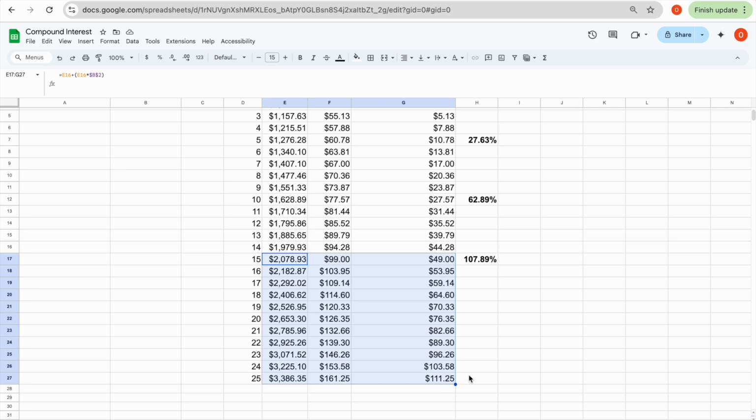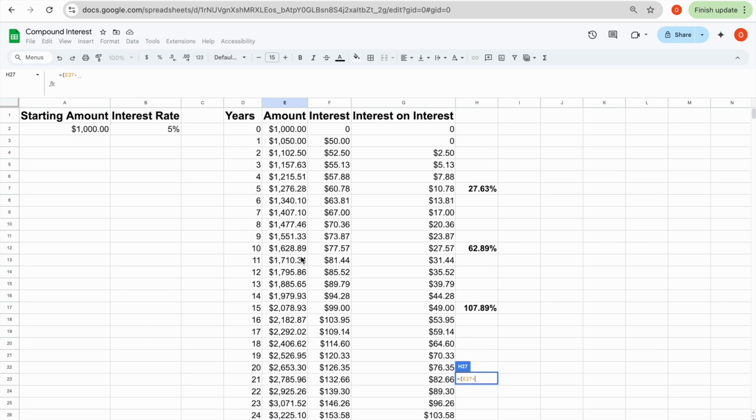$3,386.35. Wow. And that interest we got that 25th year was $161.25. For those of you who do the quick math, that's over 16% of our initial investment of $1,000 that we got that year just in interest. So very impressive stuff. Our compound interest is $111.25 for that 25th year. Truly outstanding stuff. Our investment over tripled, and let's just calculate that percentage specifically, just so we have a full picture of what we're working with.